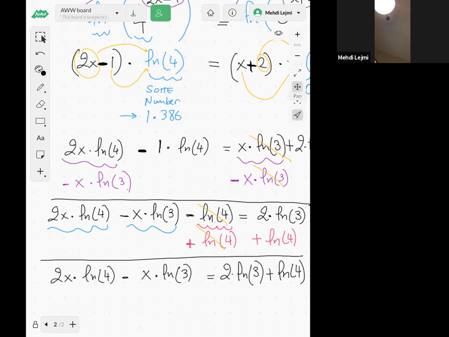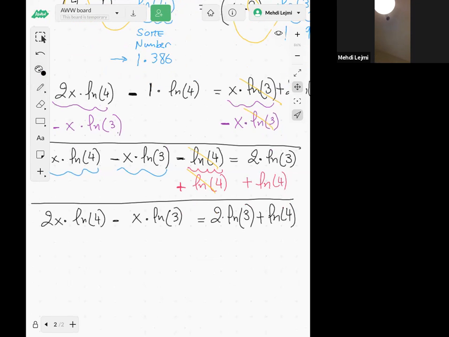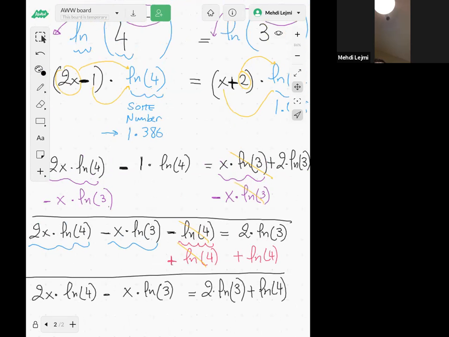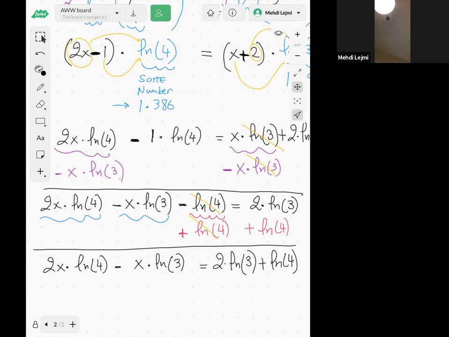Okay. So as you can see now, guys, on the right side, I have 2 times this natural log of 3, which is like 2 times 1.098, plus this natural log of 4, which is like plus 1.386 or whatever. It's just some decimal. All right, so now what I can do is, x is a common factor here, so I can factor out my x.